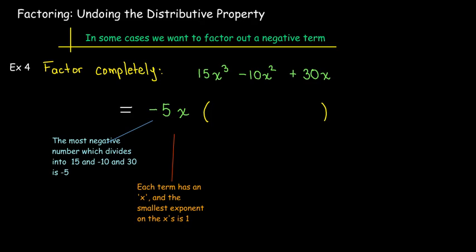So I have to think of negative 5x times what will give me positive 15x cubed. Well, I'll need a negative because negative times negative makes positive. So negative 3x squared. Then negative 5x times what gives me negative 10x squared? Now I'll need a positive, positive 2x. And then finally, negative 5x times what gives me positive 30x? Well, a negative times a negative, so it'll be a negative 6.